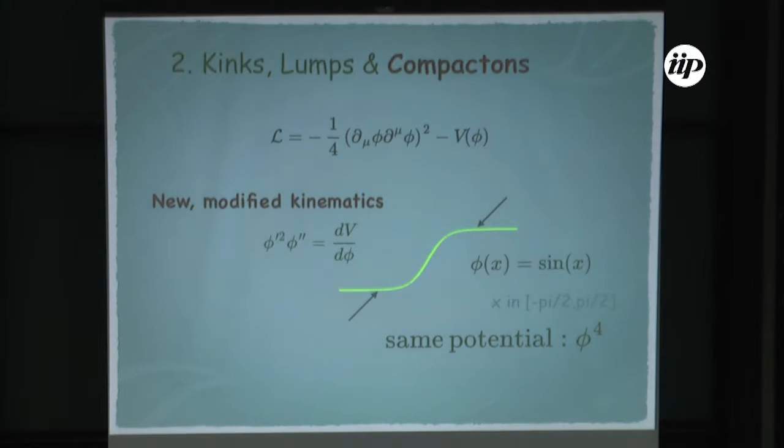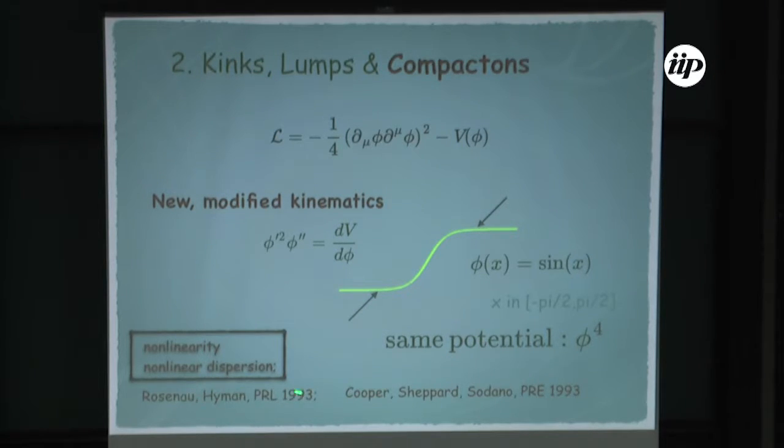The solution is the minimum state from there on. The energy density of this solution is concentrated in this compact region. To do this, since the potential is a smooth function, and since you have a problem with the derivative of this function, you need this. This will help you not to have a problem in the equation of motion. This is the reason why you need to change the kinematics to have a compacton.